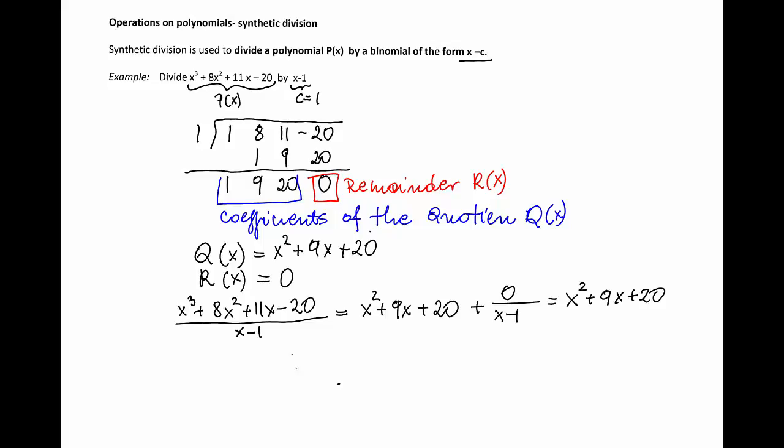We can write it also in a different way by multiplying both sides by x minus 1, and that means that we'll write x cubed plus 8x squared plus 11x minus 20 is equal to the quotient, which is x squared plus 9x plus 20, times x minus 1.